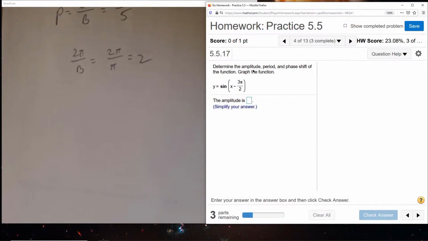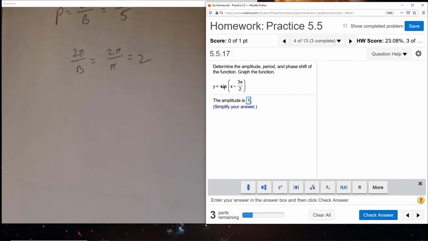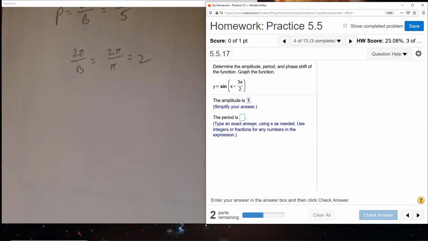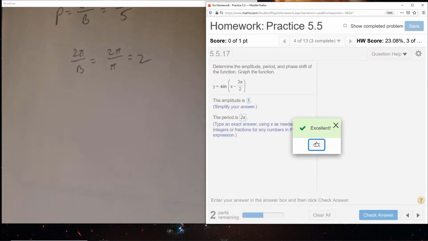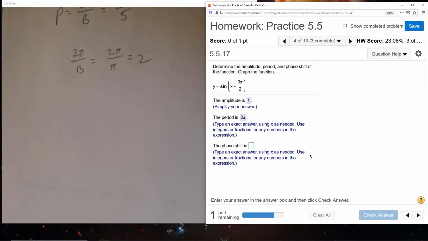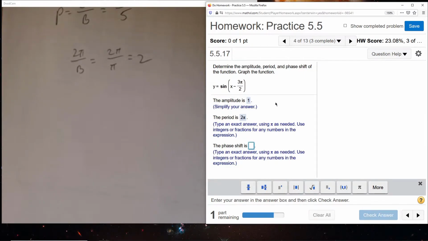Number 4. Determine the amplitude, period, and phase shift. So notice that this is x minus a number, which means 3 pi over 2 is exactly the phase shift. So first of all, the amplitude, 1 is multiplying the sine function there. 1 times sine. So the amplitude here is 1. The period. Now remember, the period is 2 pi over b. And b here is 1. And so the period is your standard period of a sine function. And the phase shift, since b is 1 here, means the phase shift is exactly this 3 pi divided by 2.